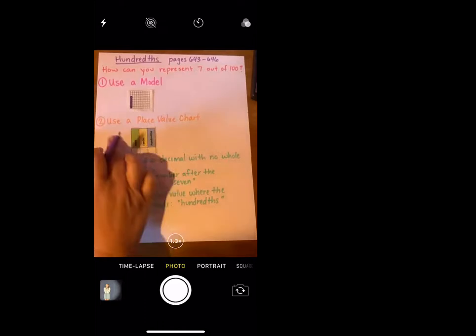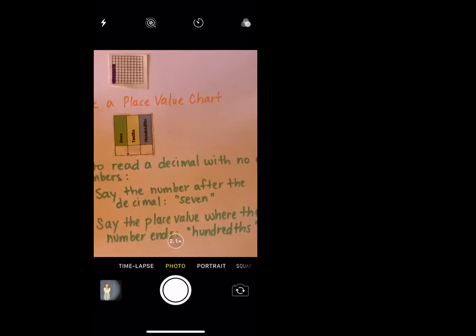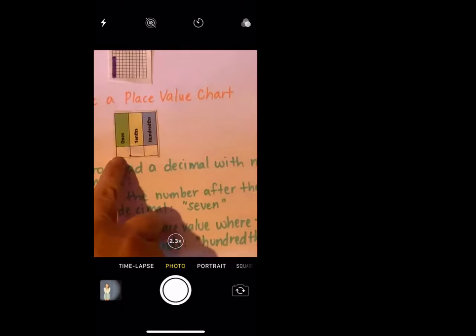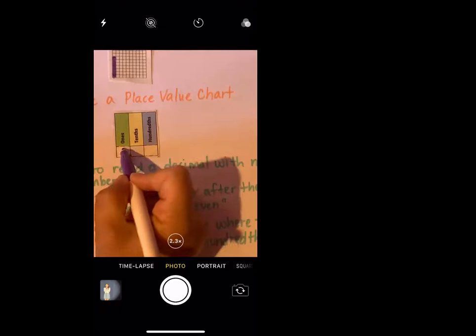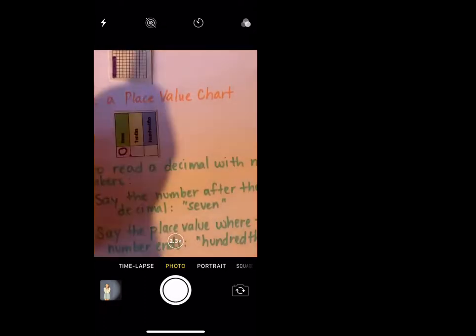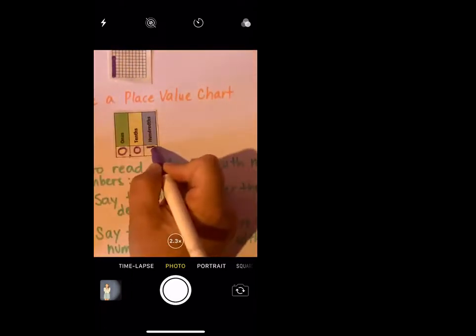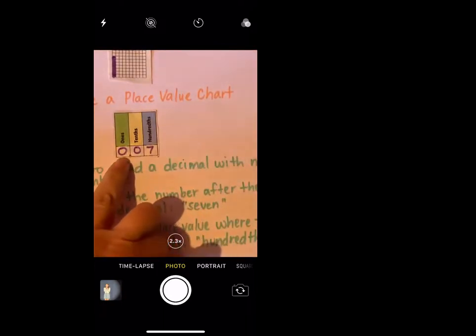The second way that we can represent hundredths is to use a place value chart. So in the place value chart, we have our ones, we have our tenths, and we have our hundredths. So there are 0 wholes because there aren't any whole squares. There are 0 tenths because we don't have any whole columns shaded in. And there are 7 hundredths shaded in. So in a place value chart it's 0.07.